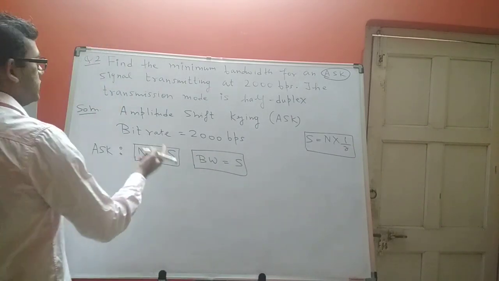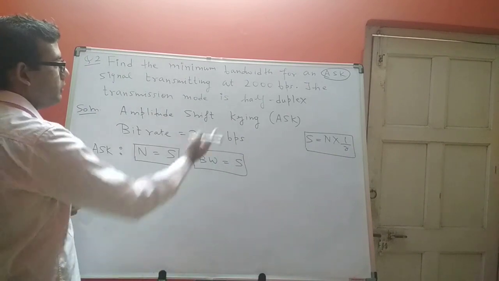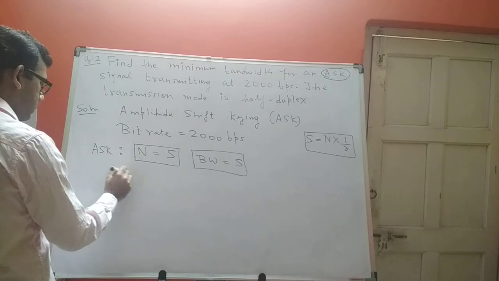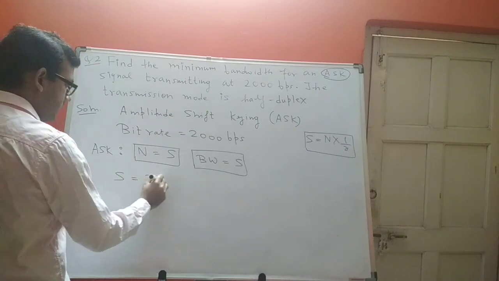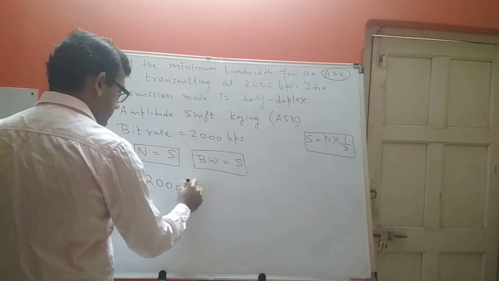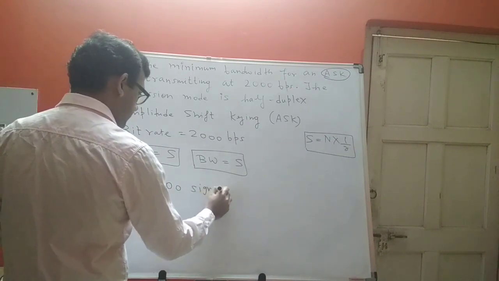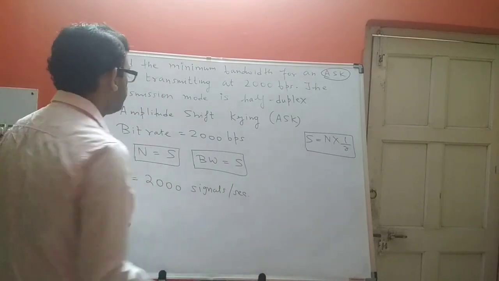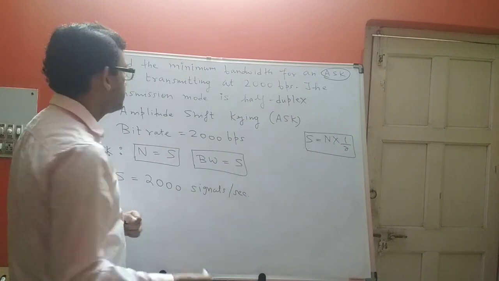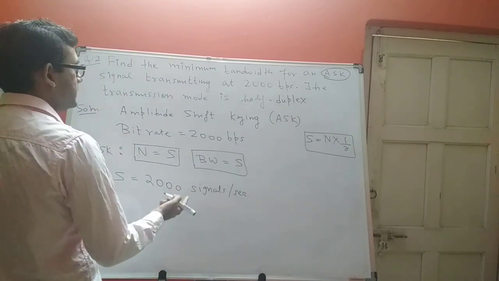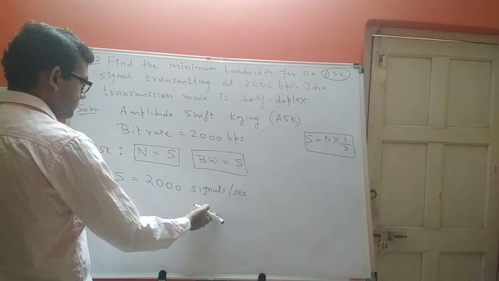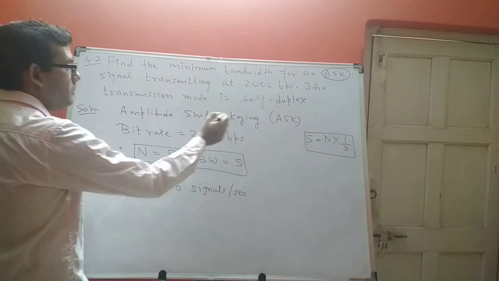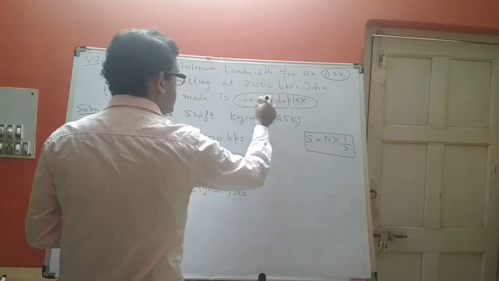Here we have been asked to find the minimum bandwidth and we have been given the bit rate. Since the bit rate is 2000 bits per second, the baud rate will also be 2000 signals per second. I can write 2000 signals per second, or you can write this as 2000 baud, because that is the unit of signal rate. Now I have been asked to find the minimum bandwidth, and remember, it's a half duplex system.